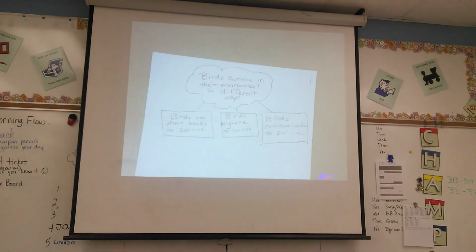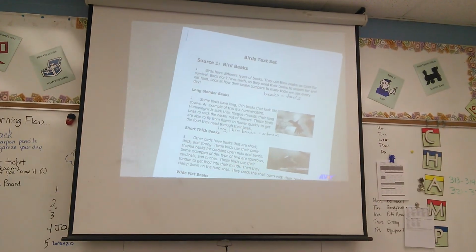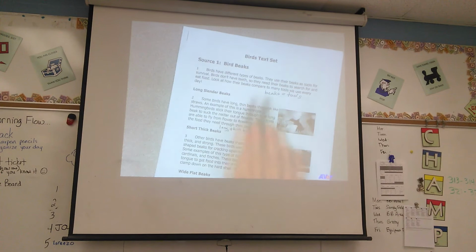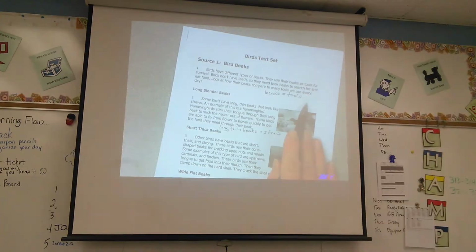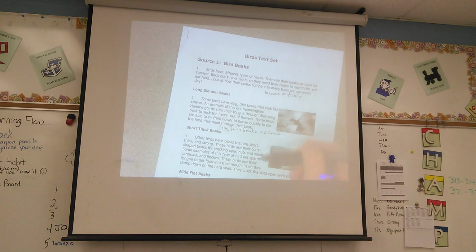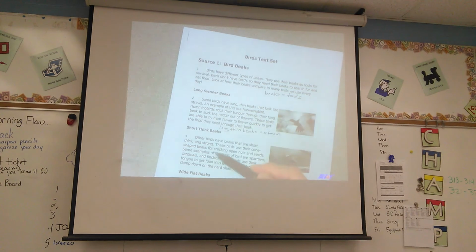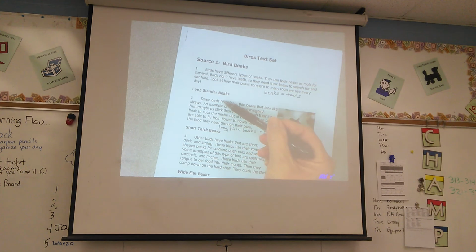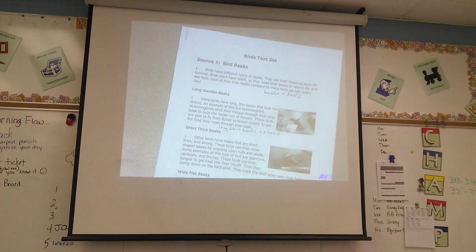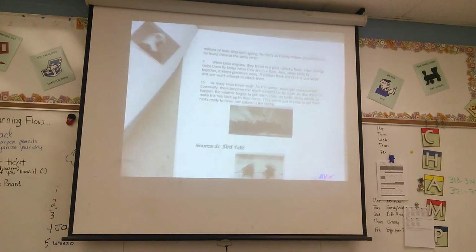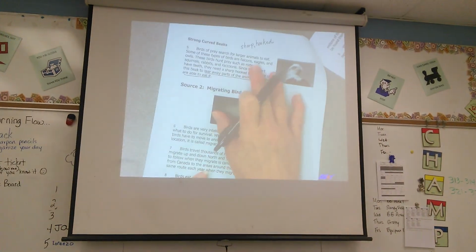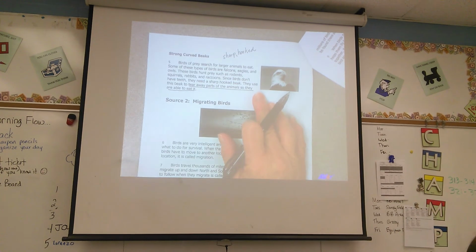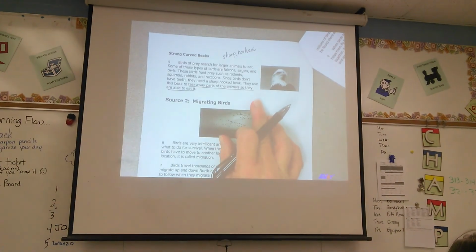Thank you. Okay, so I'm going to go back, and I'm going to look and see what kind of information I have here. All right? So I noticed that the way that this is laid out is that it gives a description of different types of beaks. So I know I'm going to want to talk about long, slender beaks, talk about short, thick beaks, talk about wide, flat beaks, and talk about strong, curved beaks. Okay? This source talks about 4 different kinds of beaks.